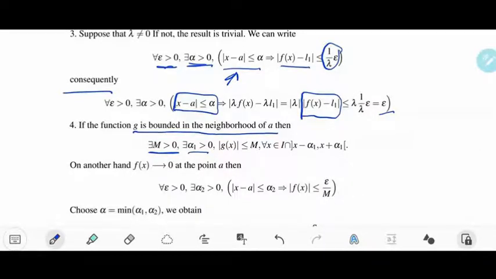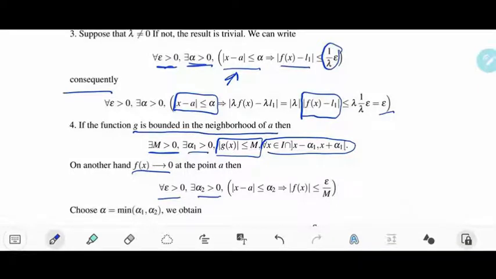So there exists alpha 1 such that for all x in the neighborhood of a, we have the absolute value of g(x) less than m. So this is the definition of bounded in the neighborhood of a. f tending to 0 means that for all epsilon positive, there exists alpha such that for all x satisfying |x - a| < alpha 2, |f(x)| is less than epsilon over m.